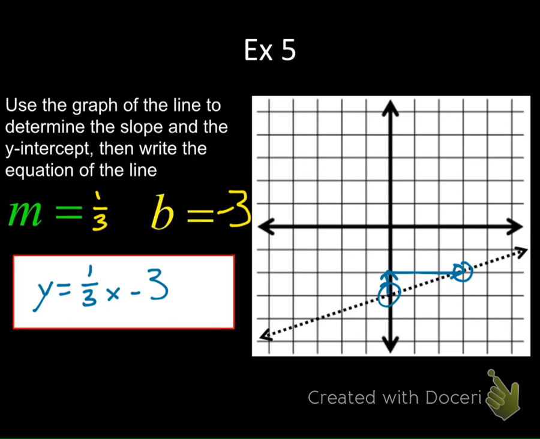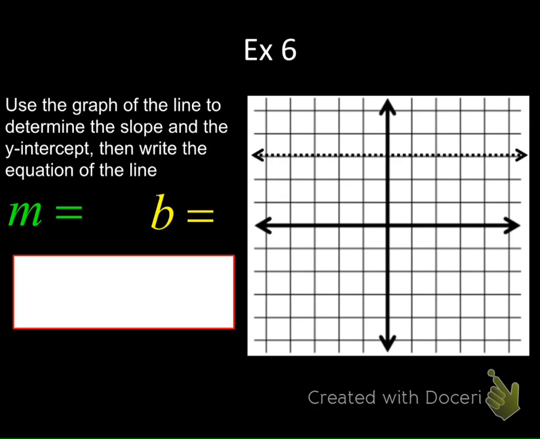Okay, example 6. Almost done. This one's a little different. The line is barely on here. There's no line on yours? Okay, go ahead and draw yours in. Go up 3 and then draw a horizontal line with your straight edge. Everybody use their straight edge.